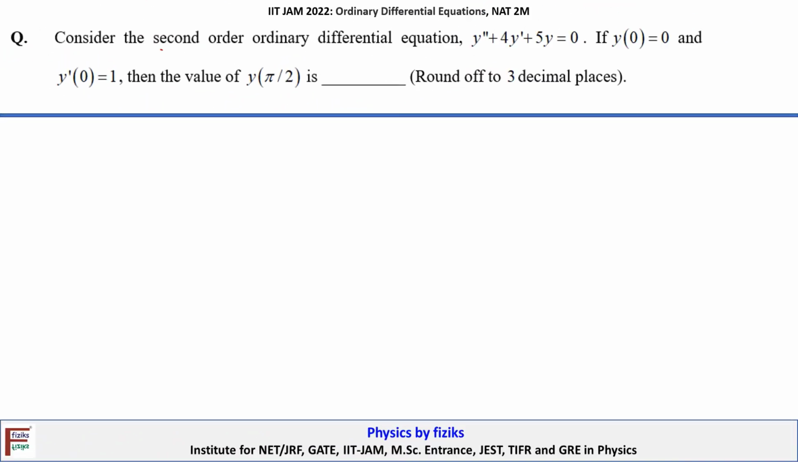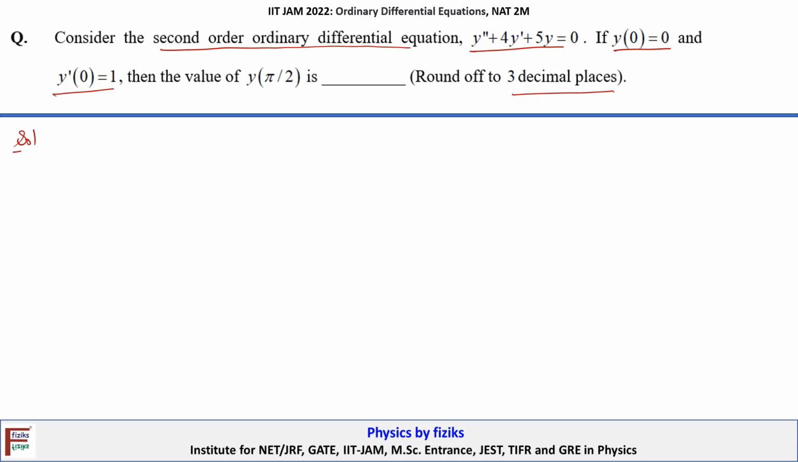Consider the second order ordinary differential equation such that y double dash plus 4 times y dash plus 5 times y is equal to 0. If y at x is equal to 0 is 0 and y dash at x is equal to 0 is 1, then find the value of y at pi by 2 up to 3 decimal places.